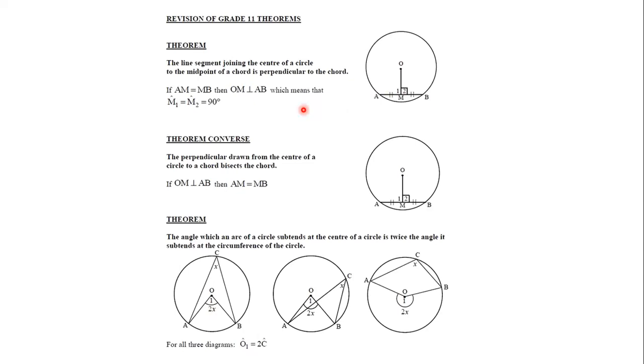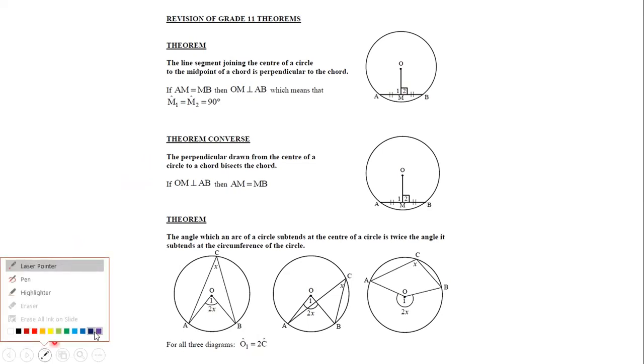This is theorem number 1, right? It states that the line segment joining the center of a circle to the midpoint of a chord is perpendicular to the chord. What does this theorem say? It says this. Let me change. Let me go to my pen.